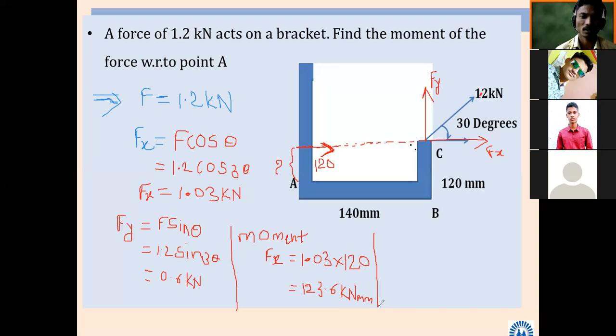So have you got the 120 distance? How did it come? Because we have seen the law of transmissibility of forces many times. If I extend this line back, the force will come somewhere here, and that distance is 120. Why have I taken positive? Because if I apply that force Fx at the point where it is, and point A is fixed, that 120 will develop a clockwise moment. That's why I have taken it as positive.